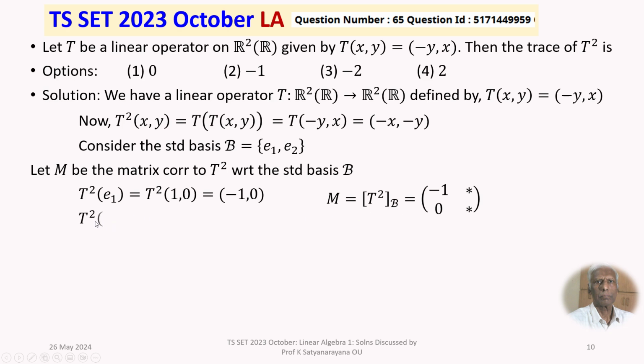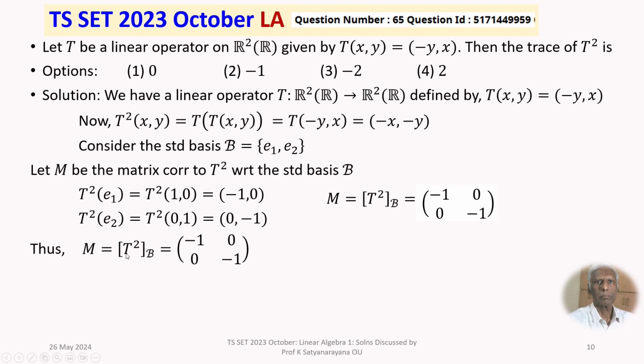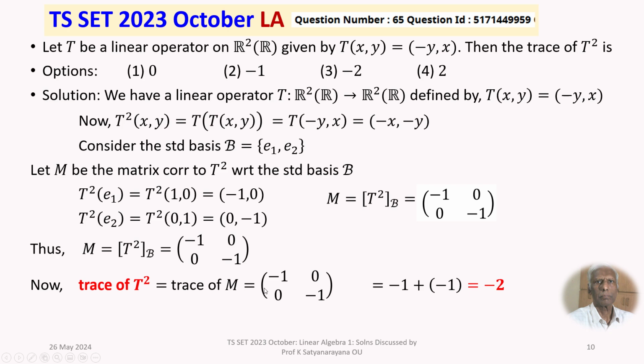T squared of E2 is T squared of (0, 1). This is (-0, -1), that is (0, -1). (0, -1) is to be written as the second column here. So that is your matrix M. Thus M, the matrix of T squared corresponding to the basis B, is [-1, 0; 0, -1]. Now the trace of T squared is equal to the trace of M. The trace of M is the sum of the diagonal entries, -1 plus -1, that is -2.